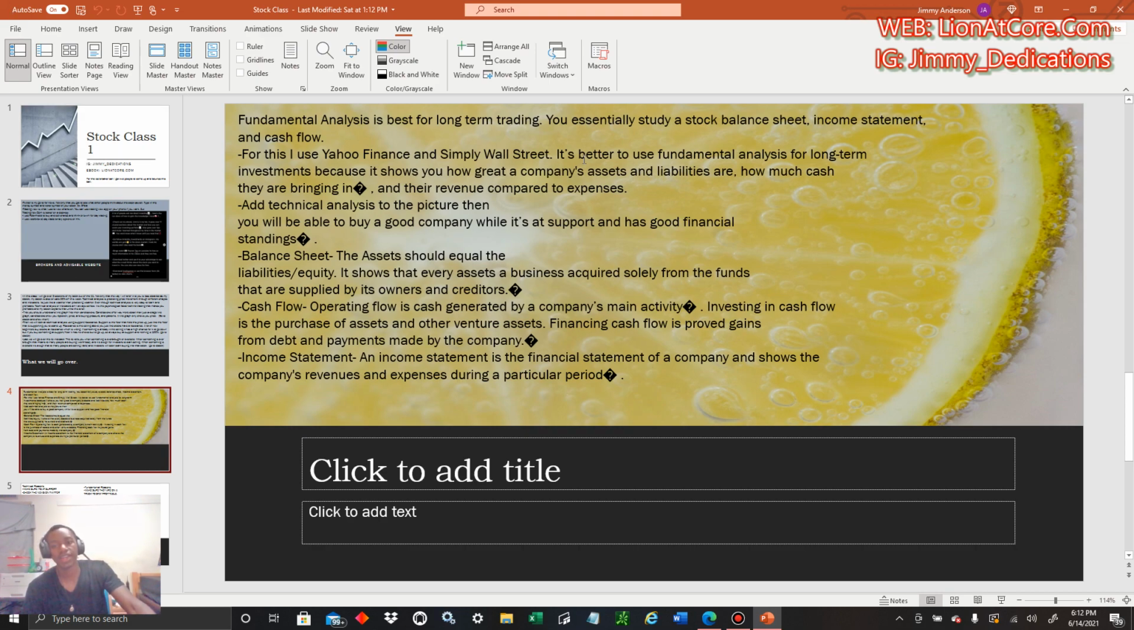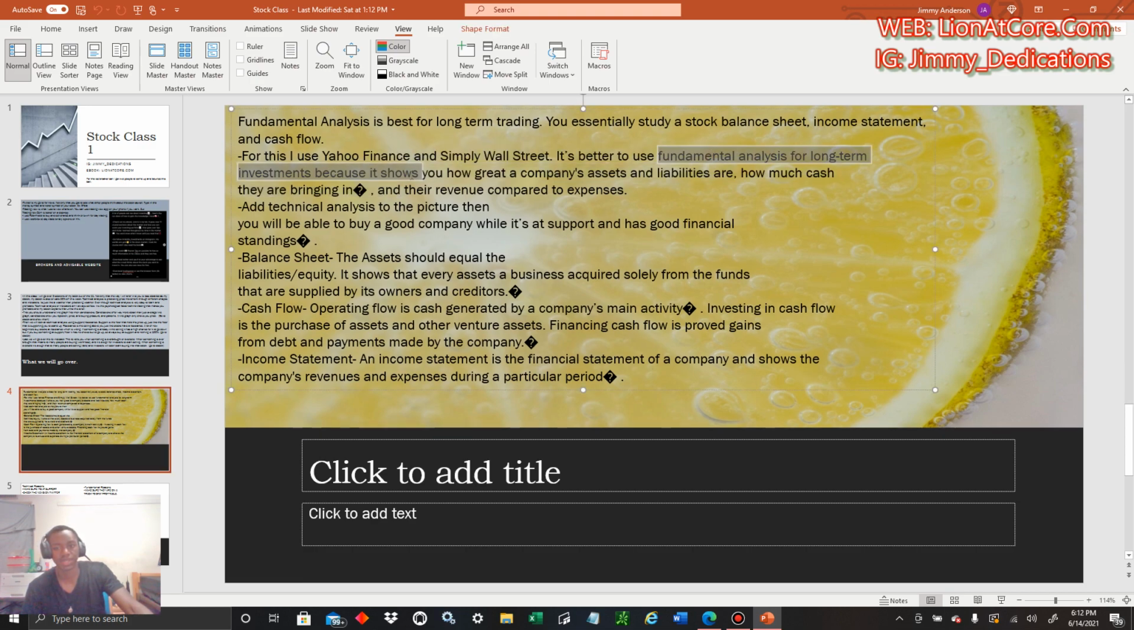For this, I use Yahoo Finance and Simply Wall Street. It's better to use fundamental analysis for long-term investment because it shows you how great a company's assets and liabilities are, how much cash they are bringing in, and their revenue compared to expenses. Add technical analysis to the picture, then you'll be able to buy a good company while it's at support that has good financial standing. A balance sheet: the assets should equal the liabilities plus equity. It shows that every asset of a business is acquired solely from the funds supplied by its owners and creditors.